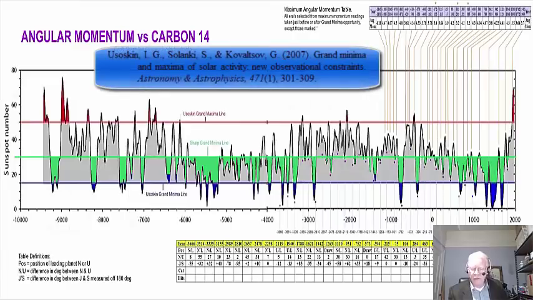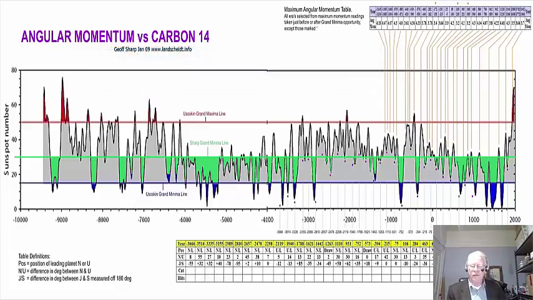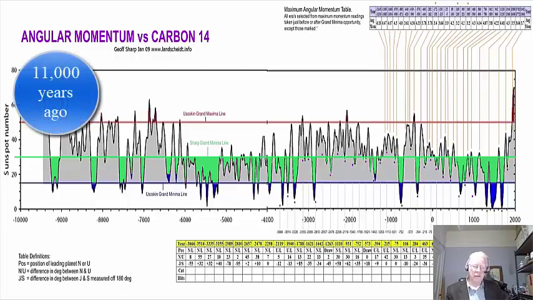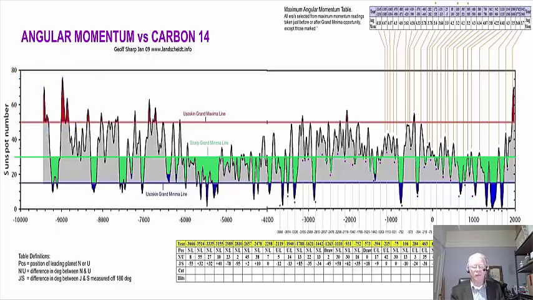Here we've got work by Solanki, published in 2007. And it's really the isotope of carbon-14. So it's a proxy basically for solar activity. It shows you how much solar activity there's been over the last 11,000 years. So 11,000 years ago, the solar activity was very high, similar to what it is now. And in between, it's been much lower.